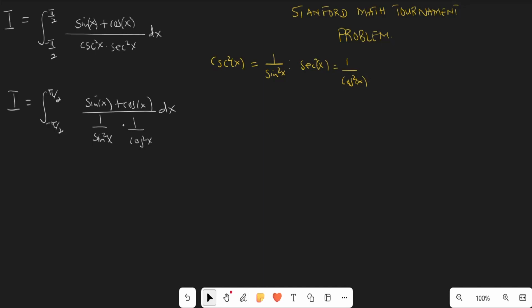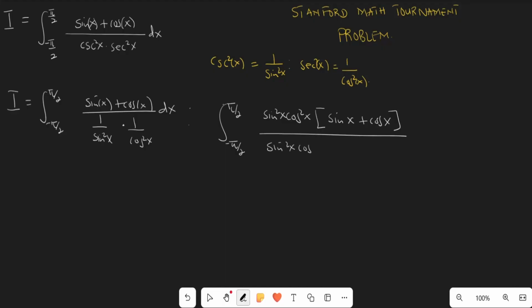So I'm going to multiply the numerator and the denominator of this integral by sine square of x cosine square of x. Let's do that and see. Negative pi over 2 to positive pi over 2 of sine square of x cosine square of x, then I'm going to multiply by the numerator, which is sine of x plus cosine of x. The denominator was simplified to 1, but I'm just writing it out for clarity, which is sine square of x all over cosine square of x, like this, dx, right?